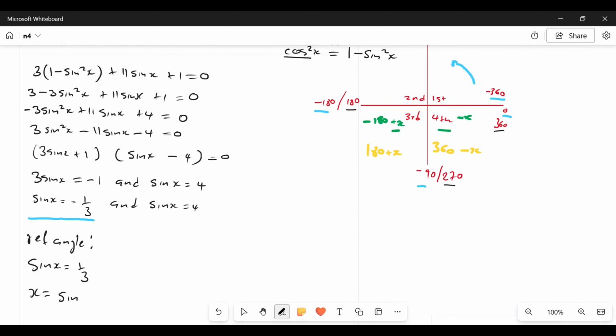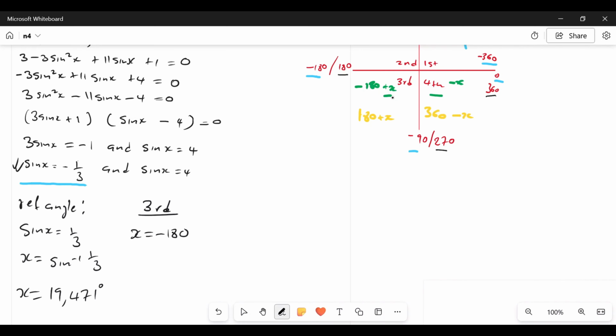So let's do it. On the third quadrant, we're going to have two answers here. One is when we are moving in the backward direction, which is highlighted by green there, when x is equal to negative 180 plus x. But what is our x? It is 19.471. So x here is going to be equal to negative 160.57 degrees. So this is one of the answers. This is when we go backwards.